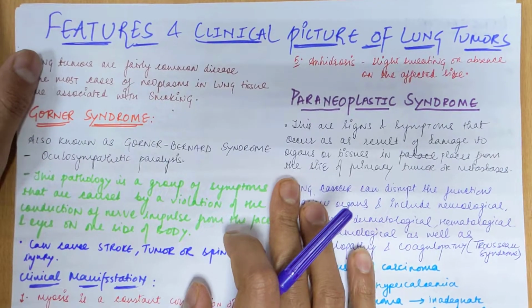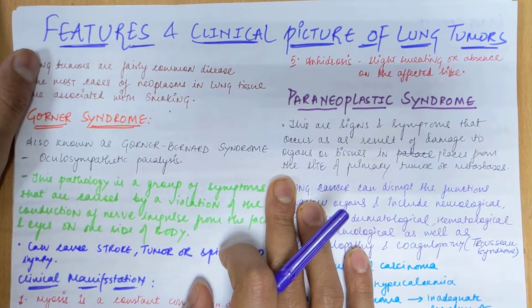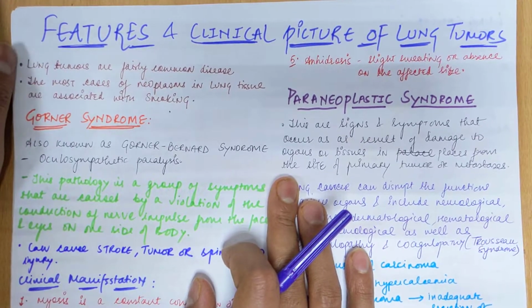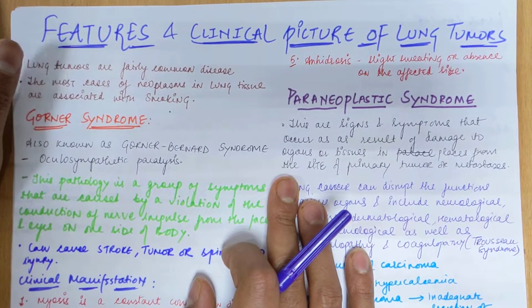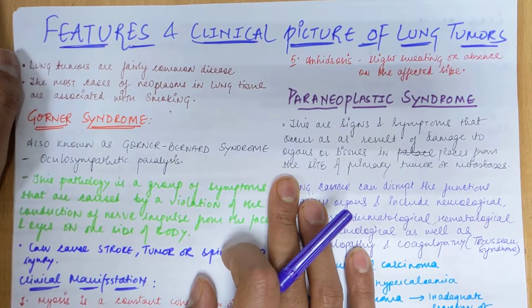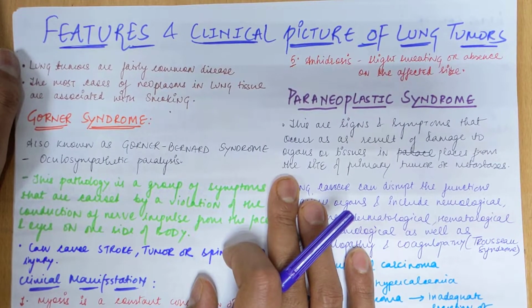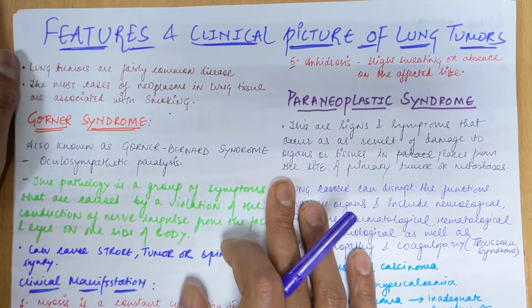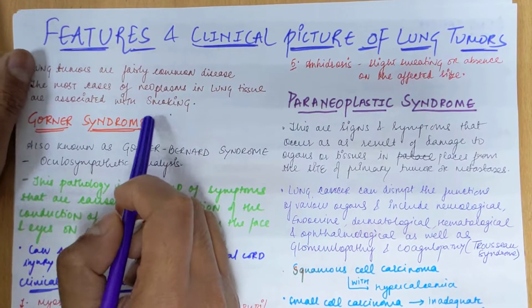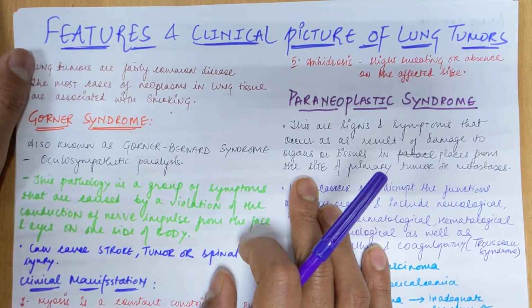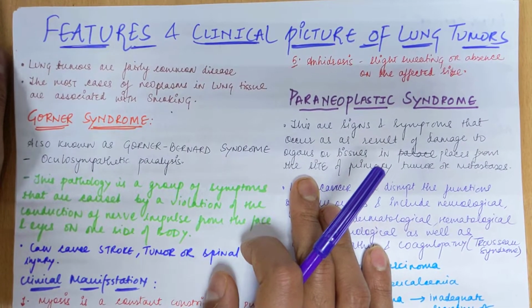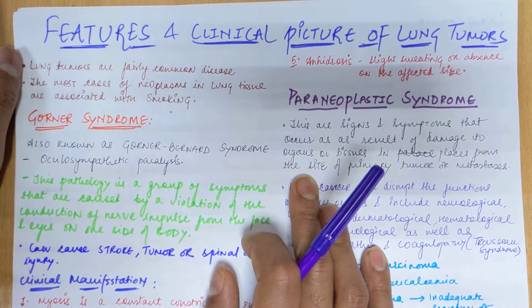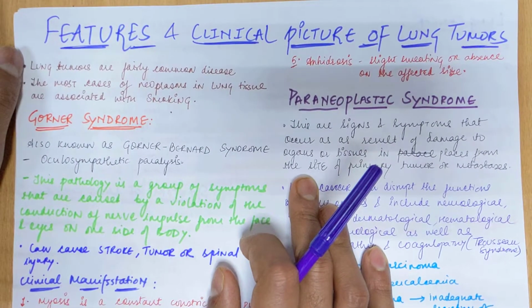Hello to everyone, and in this video we'll be discussing the topic called features in the clinical picture of lung tumors. Lung tumors are a very common disease in the section of oncopathology, and most cases of neoplasm in lung tissues are associated with smoking. Those who are frequent smokers or addicted to smoking are mostly prone to cancer linked to the lung tissues, that is, lung cancer.